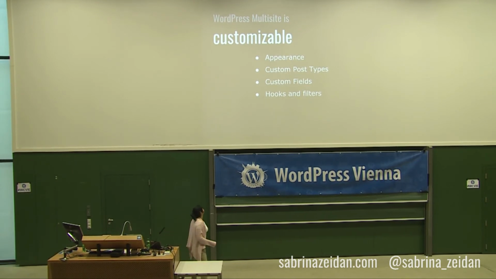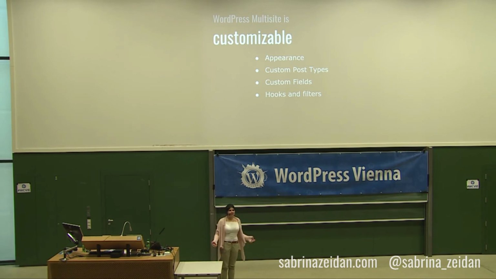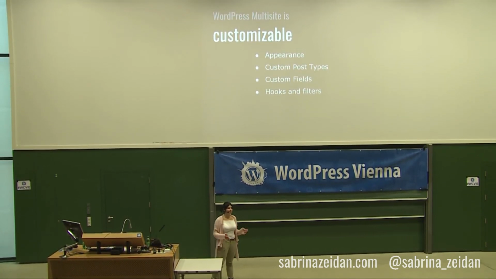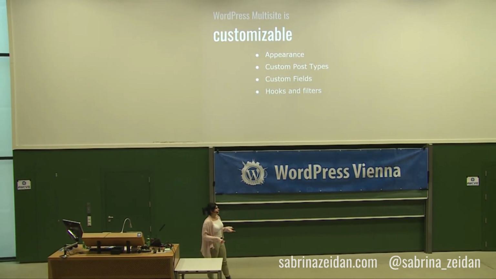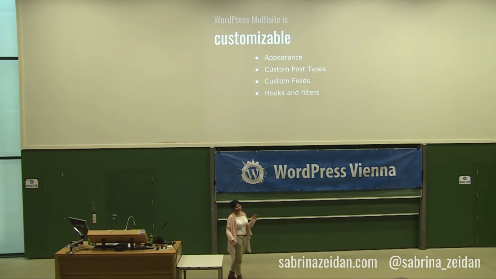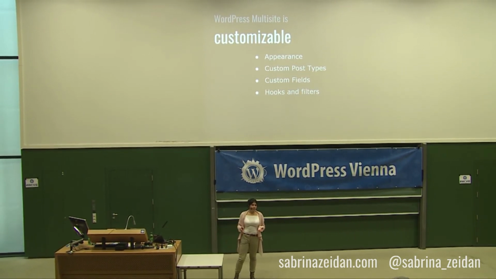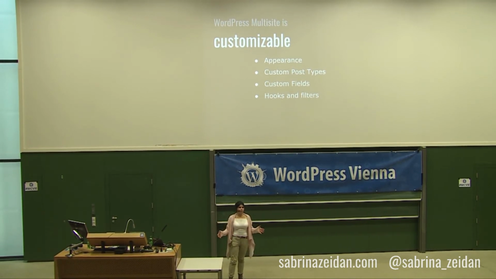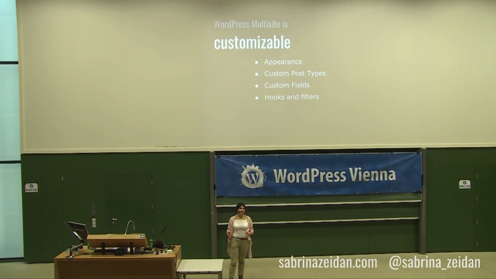And the next one is customization, right? So the appearance: just like in our single WordPress install, in Multisite we can do whatever we want, like set any appearance ever. We can use custom post types and connect them in the network. We can use custom fields to structure all the data, and we can synchronize them across the network. And also, of course, hooks and filters that we can use across the network and on a per-site basis.